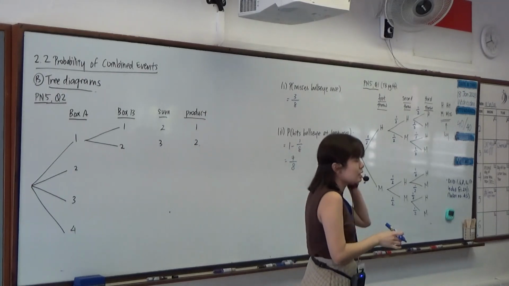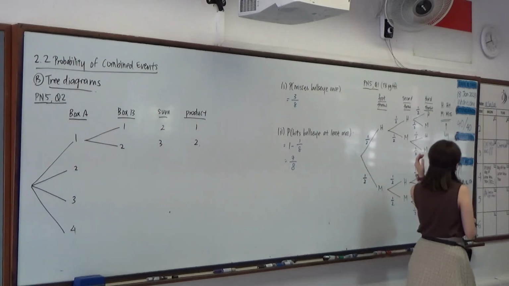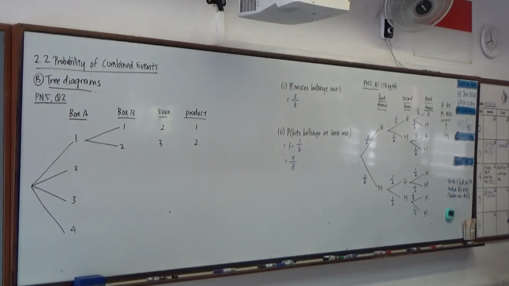Missing the bullseye once, so you can follow and find out when there's only one M, and there are 3 of such occasions. So this is one of them, this is one, and then also this one over here. So these are the 3 different outcomes by following the path that misses the bullseye once.